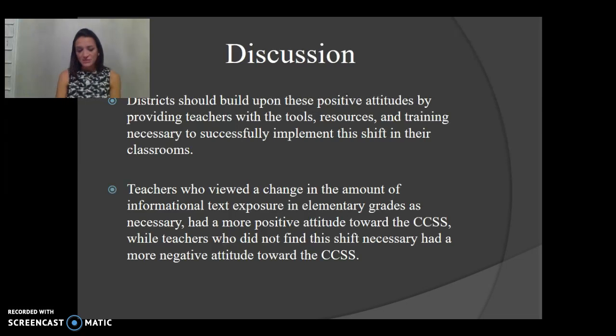So given this data, it's just important that administrators and policymakers continue to communicate the why behind these instructional shifts, because as teachers realize the importance, the necessity of their change in instruction, we'll find that the implementation process is more successful.